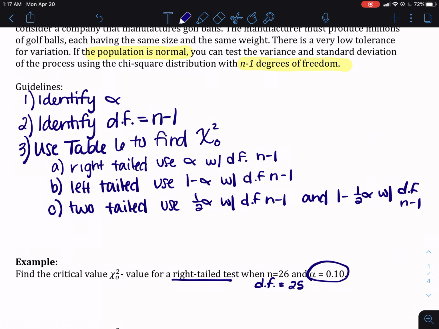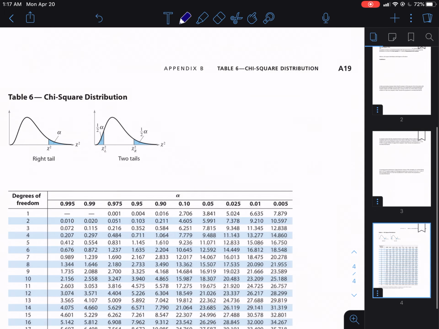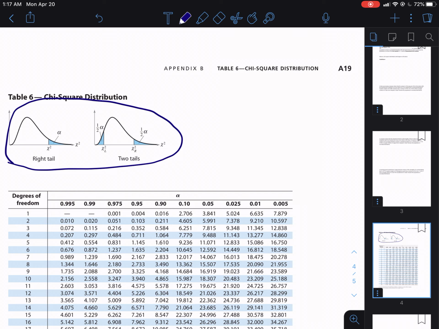Okay, so knowing that, if we look at table 6, one thing that's really helpful is up here. This will help you remember for right-tailed and left-tailed: if you're doing alpha, or if this is our left-tailed, this would be 1 minus alpha. So that's an easy way to remember. And then notice on the right, 2 tails is 1/2 alpha on both sides. Okay, so let that help you out when you're finding those critical values.